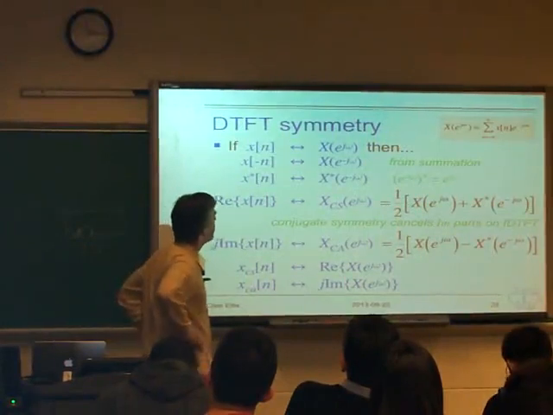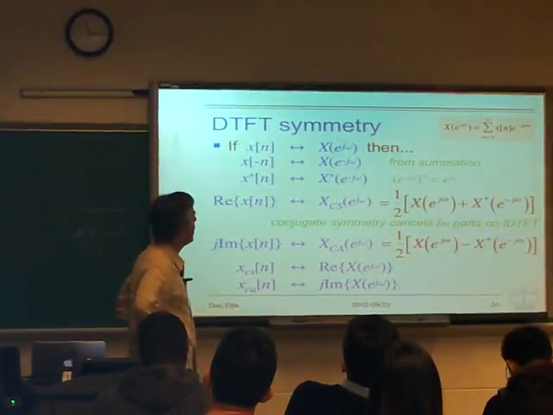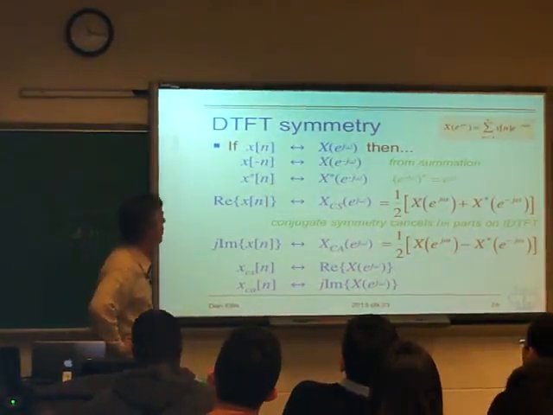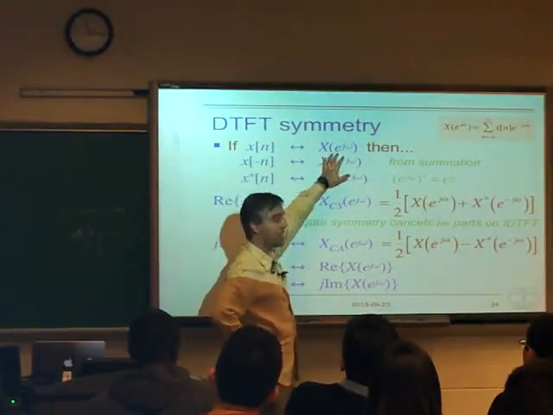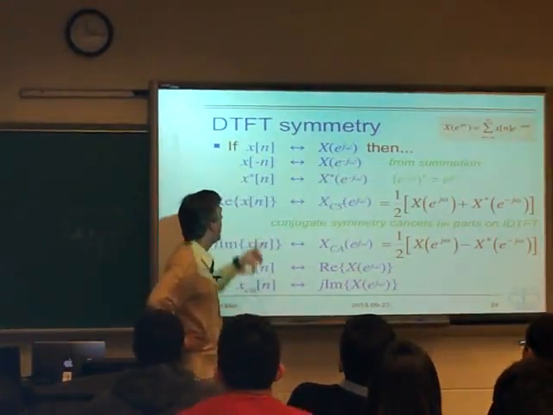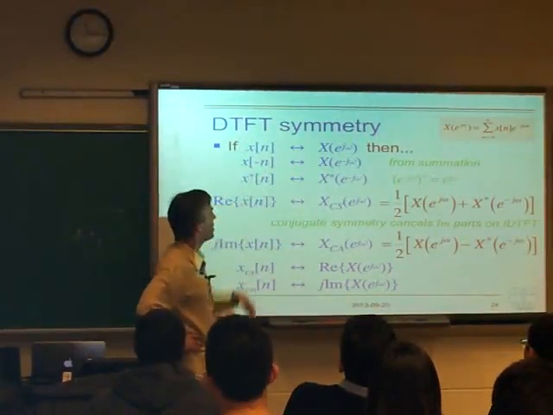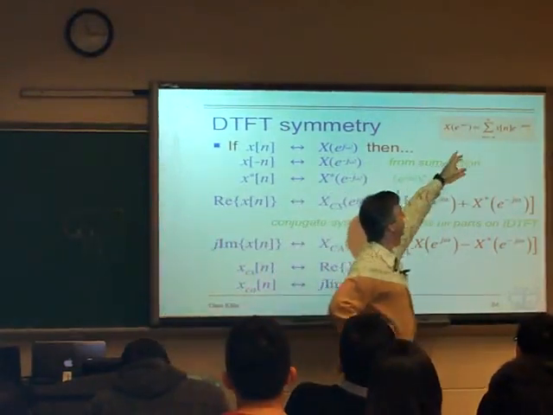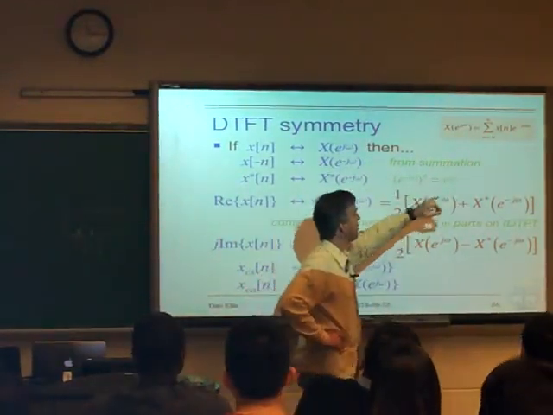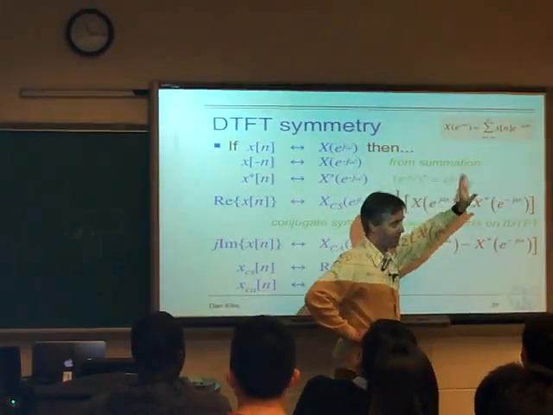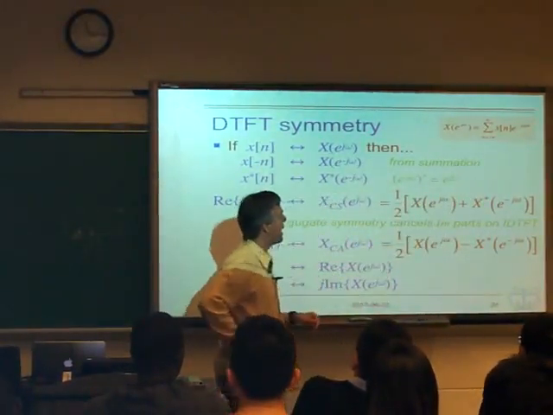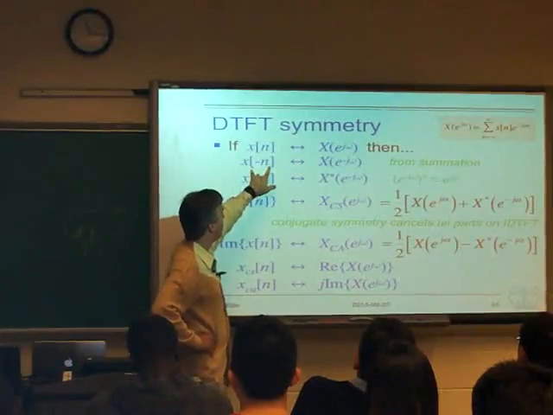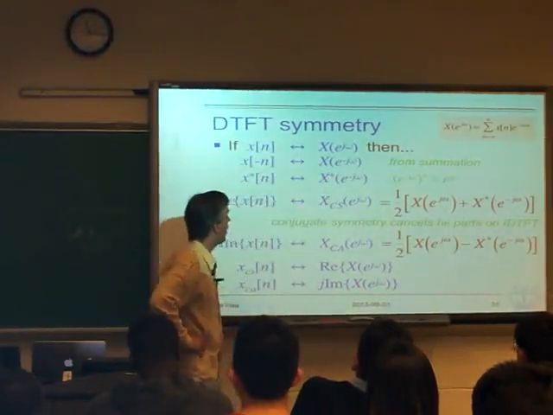A few comments about the symmetry relations, or how the symmetries that we've looked at work out in the DTFT domain. If we have a signal x of n and its DTFT pair x of e to the j omega, then if we have a new signal, which is the time-reversed version of that, if we plug that into the DTFT equation, this thing up here, then basically we just get a change of variable. We're summing over all n. We can just substitute m equals minus n. We get essentially the same thing, but we get a sign flip in the omega. So flipping in time is actually the same as just flipping around the omega axis.